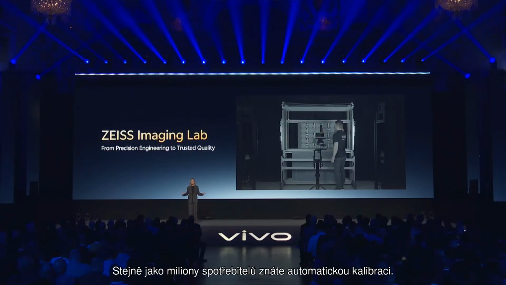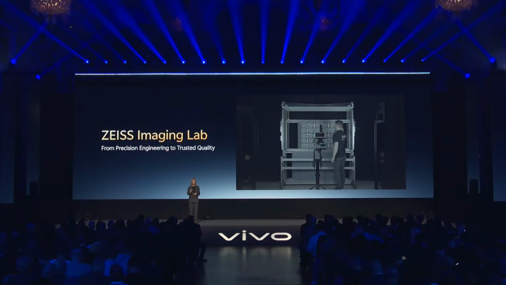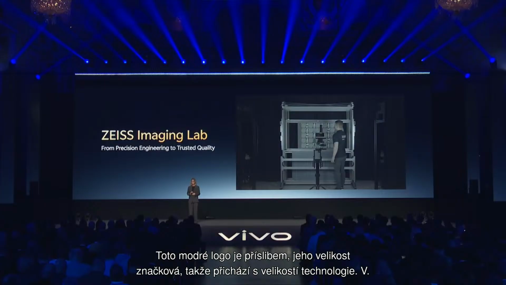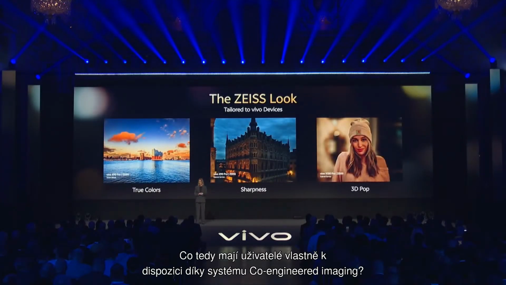You, like millions of consumers, know our collaboration above all from the Zeiss brand on vivo's X and V series. This blue logo is a promise. It's Zeiss branded, so it comes with Zeiss technology inside. So what do users actually have available through the co-engineered imaging system?